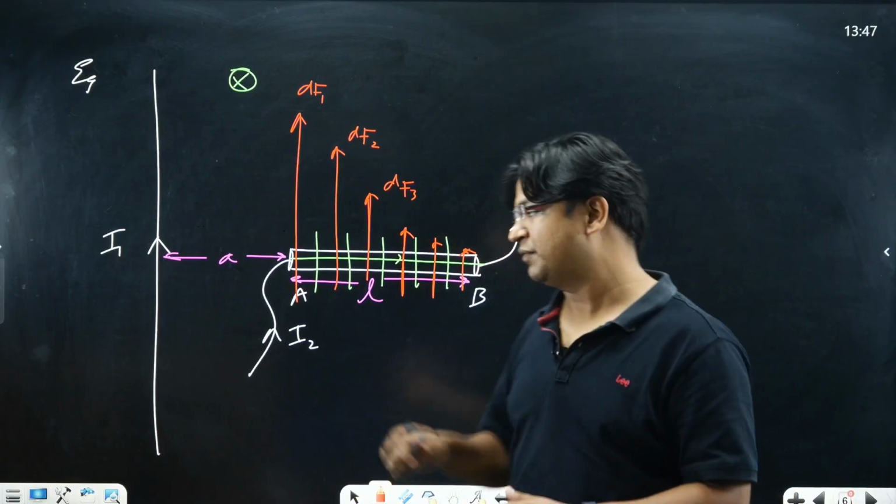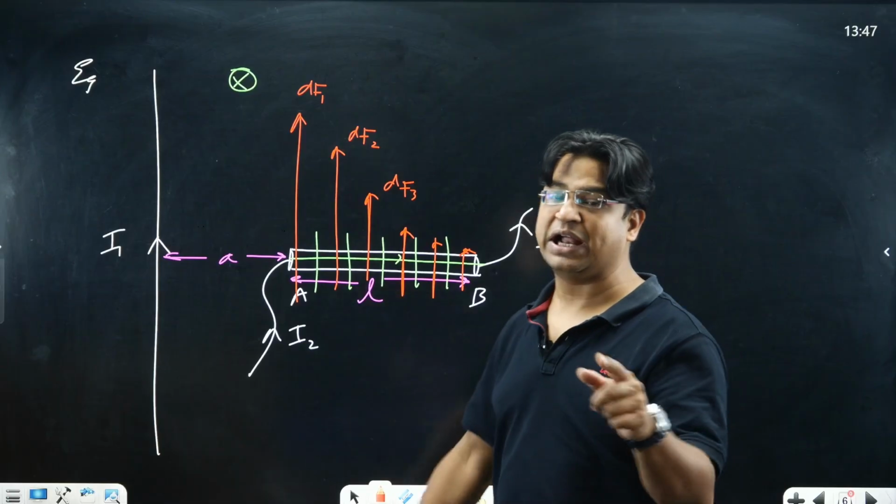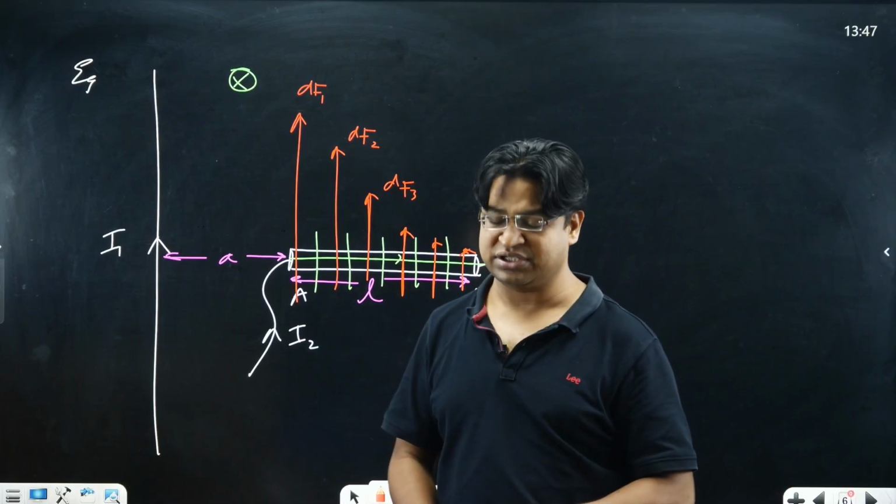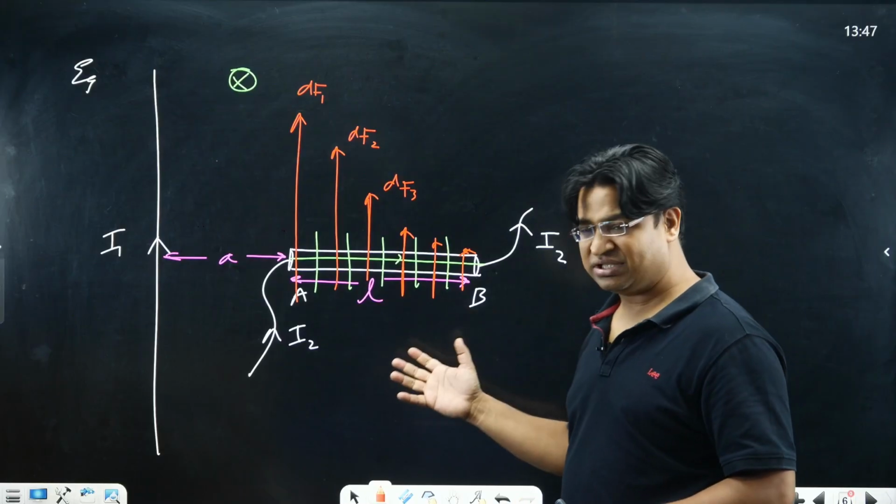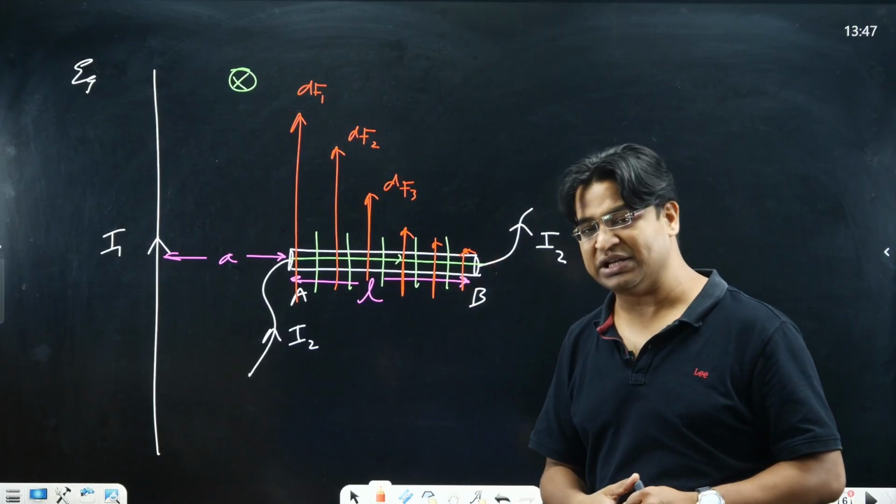We can give 4 options: it will only rotate, it will only translate, it will rotate and translate, and the 4th option, it will remain at rest. So the answer is that it will rotate and translate. It will begin rotating as well as translating.